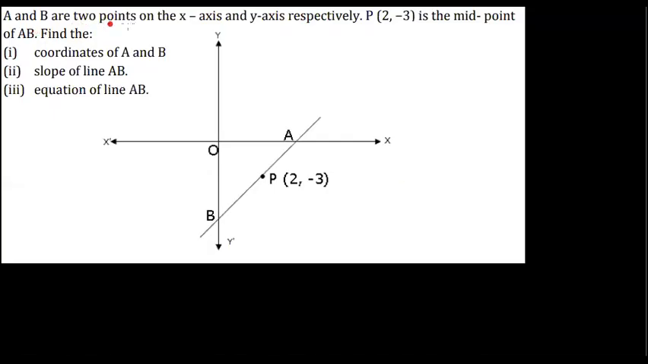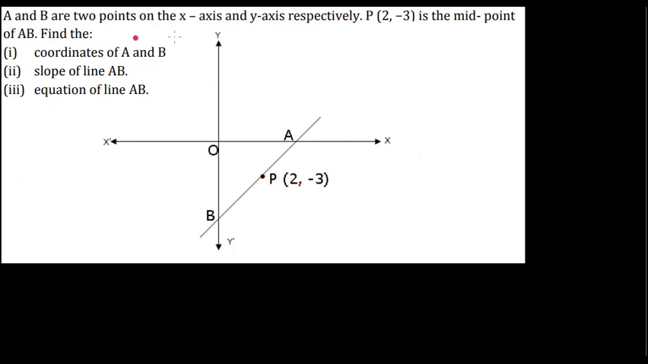A and B are two points on the x-axis and y-axis respectively. We can see from the graph that A is on the x-axis, B is on the y-axis. P, which has coordinates (2, -3), we can see that P lies in the fourth quadrant. Its x-coordinate is positive, y-coordinate is negative. And this is the point P (2, -3).